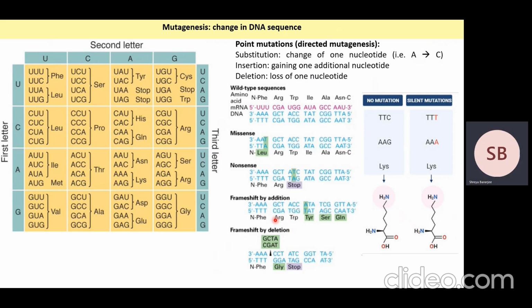There can also be mutations which have an effect. If a mutation changes the sequence so that it codes for a different amino acid, then that is not a silent mutation, and you will get a different structure in the final protein that is produced.